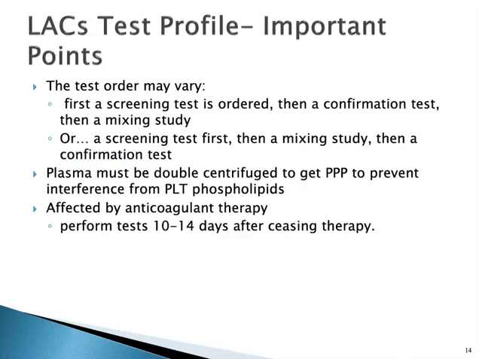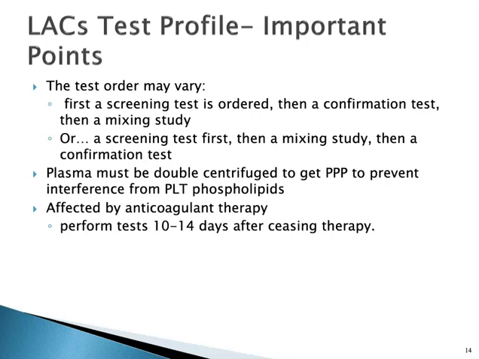And so there is no standard way of ordering or running the test. The order of the test may vary depending on the situation, depending on the lab. First, you run the screening test, then you do the confirmation and then a mixing study, or you can do the screening test first, then a mixing study, and then a confirmation test. Either way, there is no wrong procedure as long as we can confirm the presence of the lupus anticoagulant.